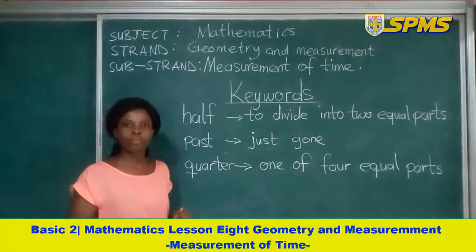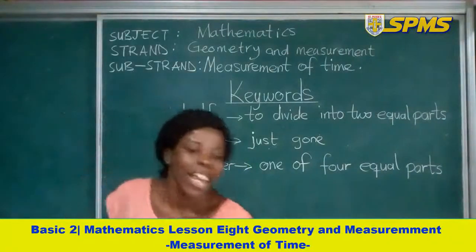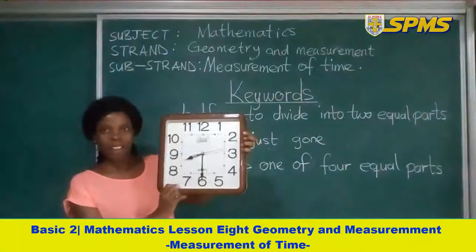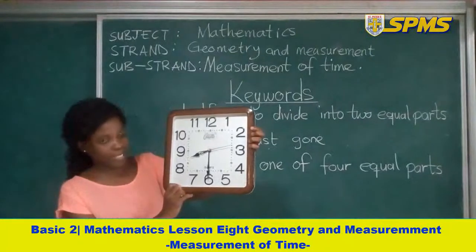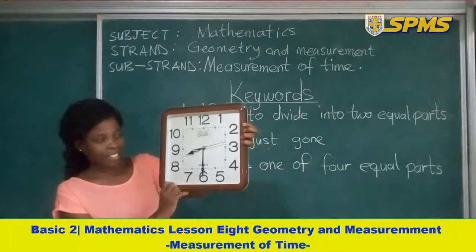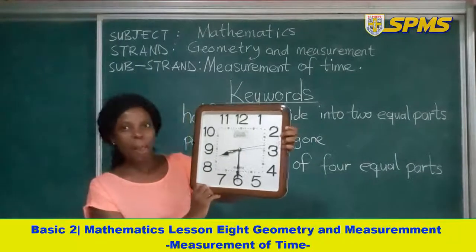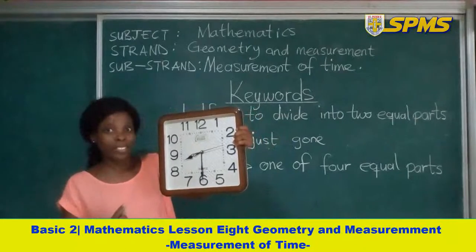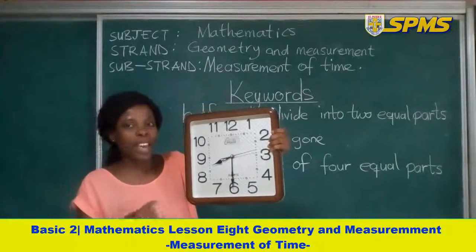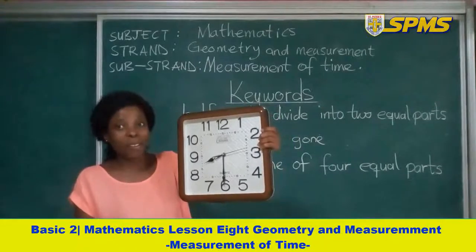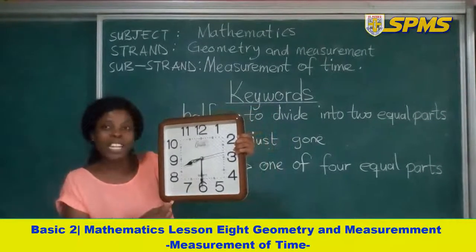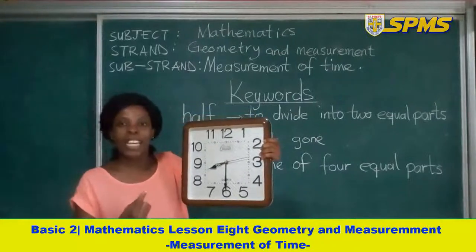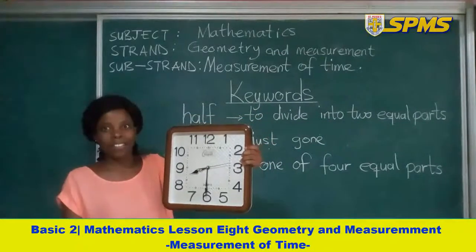Past. Just gone. Let's take, for example, our analog clock. What time is it? 8:30. But what time has just passed or has just gone? You are going to tell me 8:29. Because you get to 8:29 before you get to 8:30. So 8:29 has just gone by. So it is past.